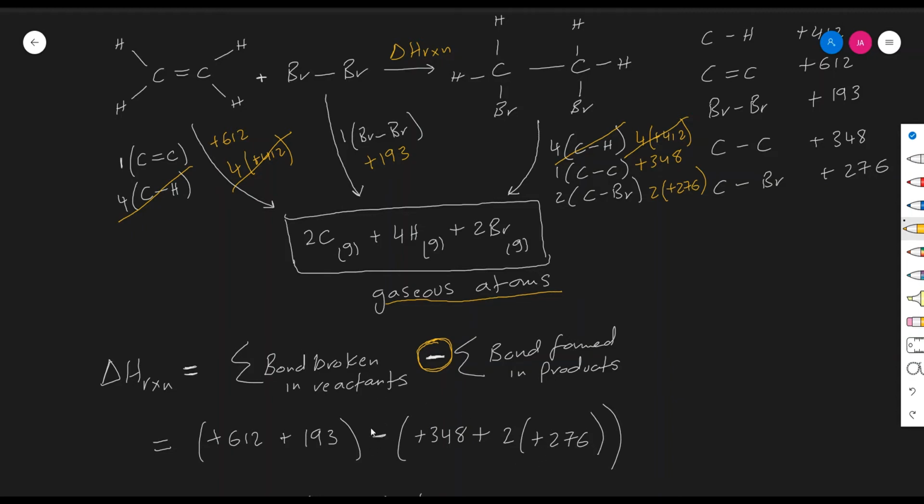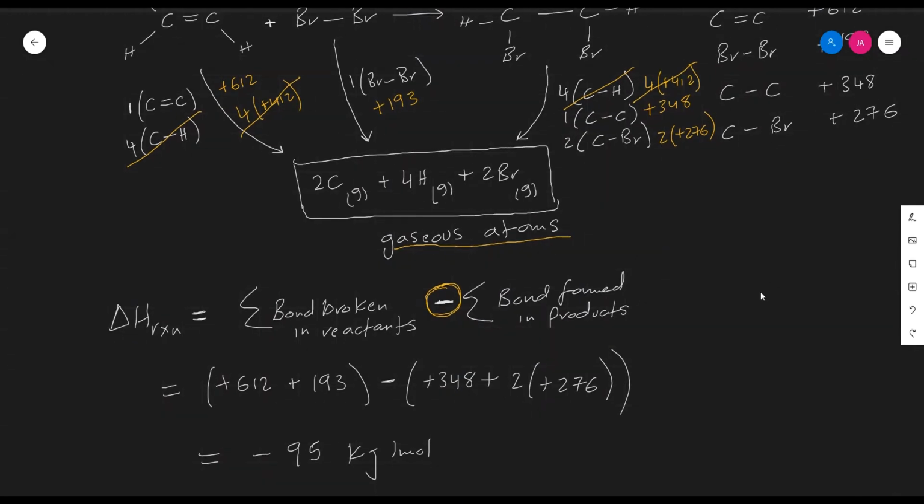This negative sign would convert these into bond forming instead of bond breaking. And the answer would translate into, excuse me, it's calculated as negative 95 kilojoules per mole.